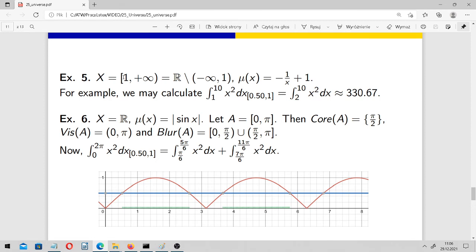Consider this universe from 1 to plus infinity, and this is our visibility function, minus 1 over x plus 1. So for example, we may calculate integral of, let's say, x squared between 1 and 10, but with the additional assumption that we are interested only in these points for which mu of x takes values from 0.5 to 1. So in fact, it means that we should calculate integral from 2 to 10 of x squared dx.